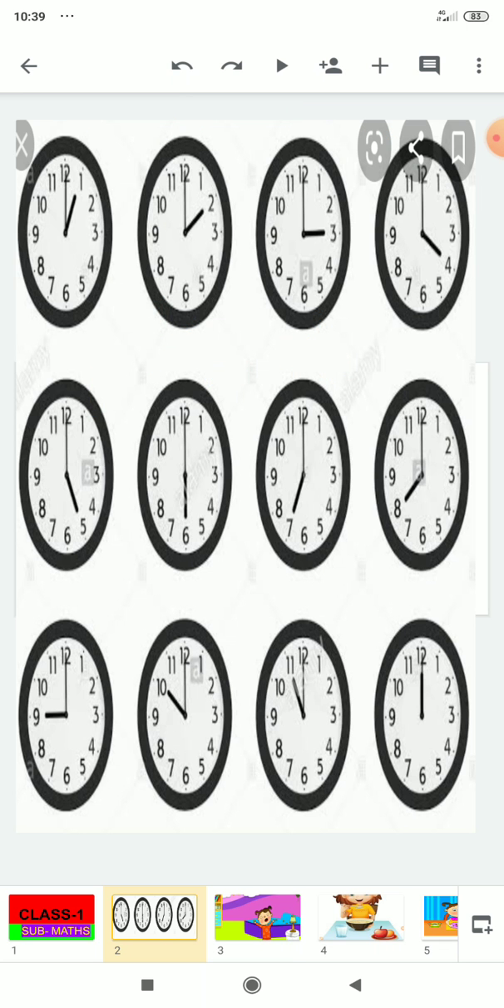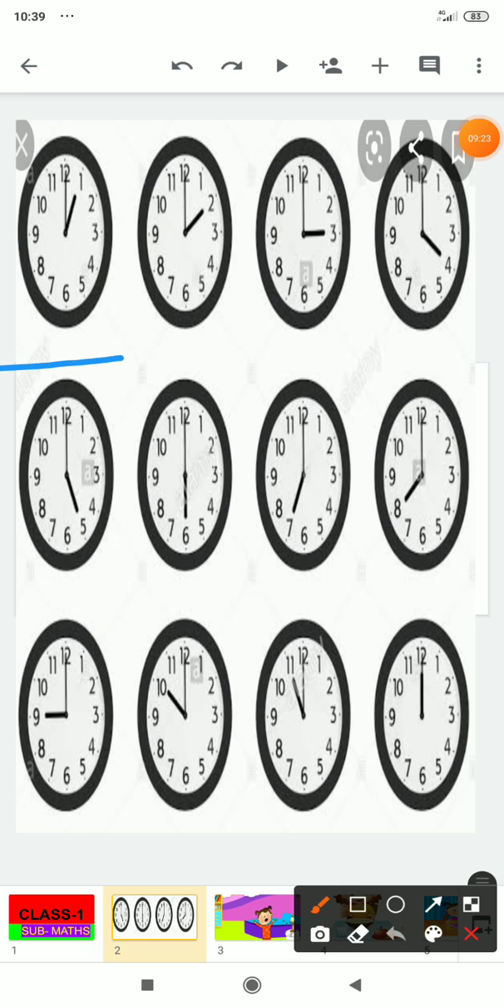So here we have so many clocks. All these clocks you have to draw in your fair notebook as an activity, and then you have to write the time below the clock. In each clock you have to mention the time. So this work you have to do in your fair notebook. I hope there is no problem. You can easily draw the clock, show the time, that is 12 to 1, and then draw the hands.